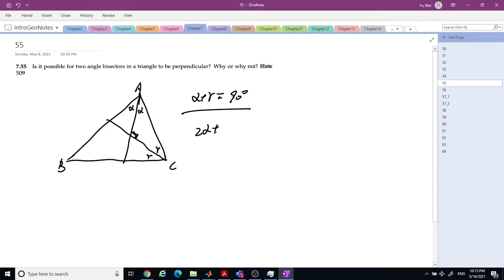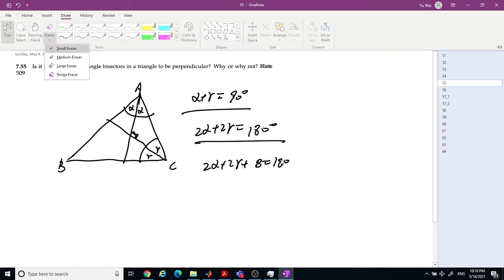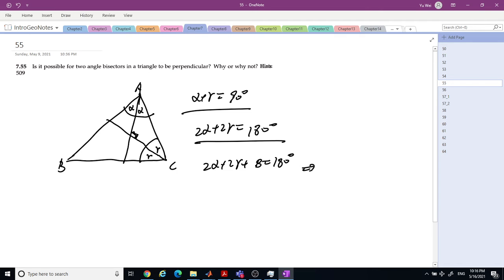So 2 alpha plus 2 gamma is 180 degrees. But 2 alpha is the angle A and 2 gamma is the angle C. So 2 alpha plus 2 gamma plus B is equal to 180. That means that B is equal to 0 degrees. But 0 degrees is not a triangle, so the answer is no.